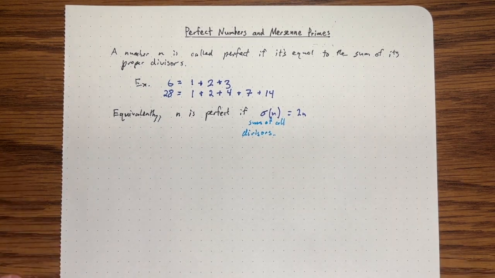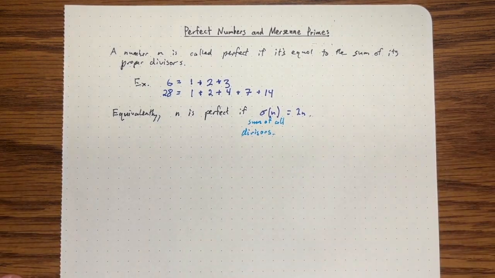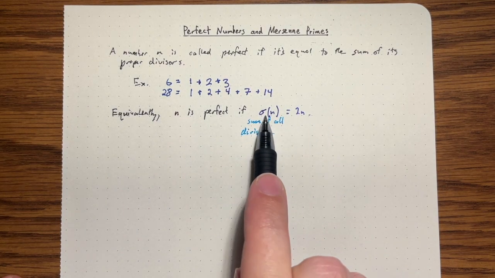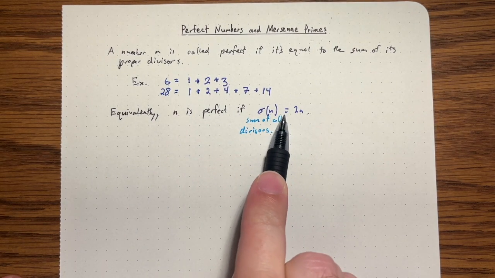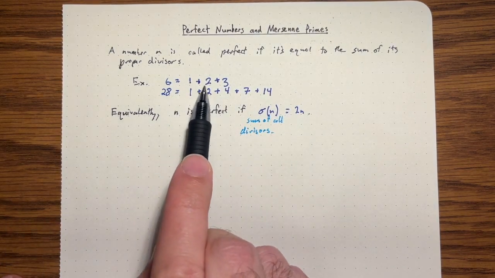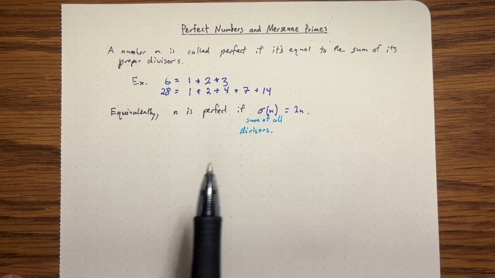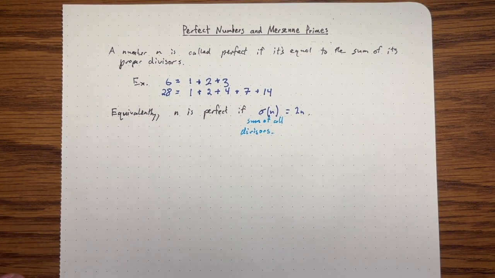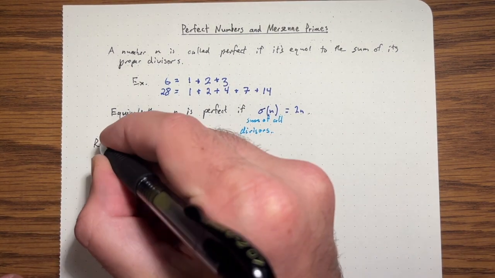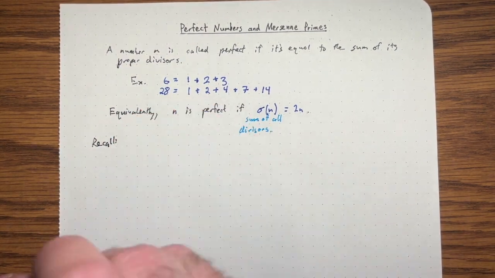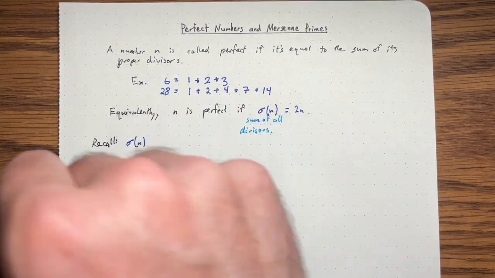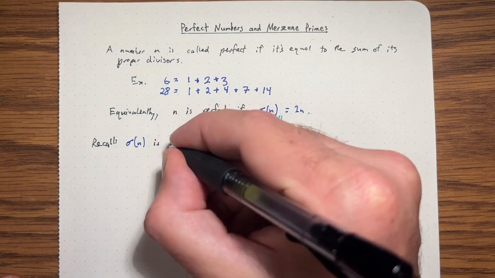So you might say, okay, why do we want to think about it this way? Well, it turns out this sigma function, where we include all the divisors, is going to have much nicer properties than the function that just takes the sum of the proper divisors. So for example, sigma of n is multiplicative. Let me remind you what that means. This is a fact that we'll use multiple times today.